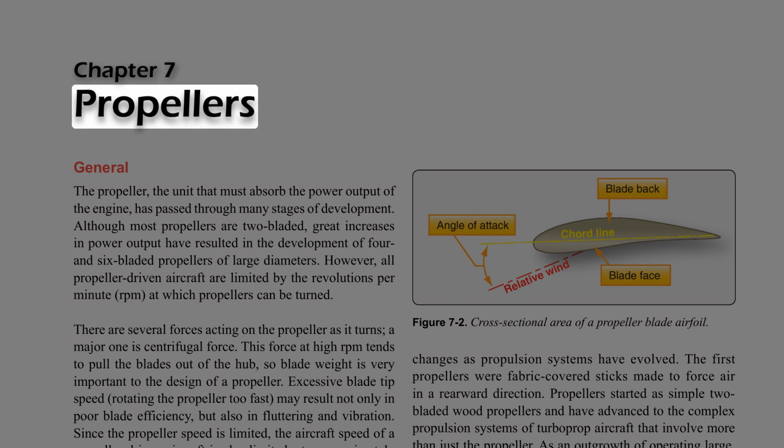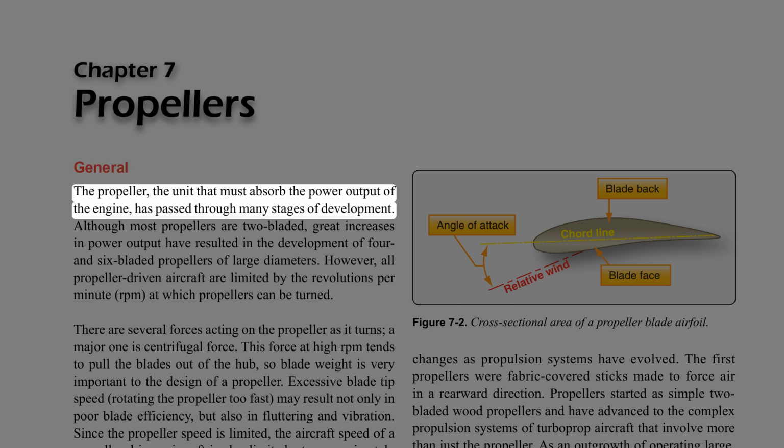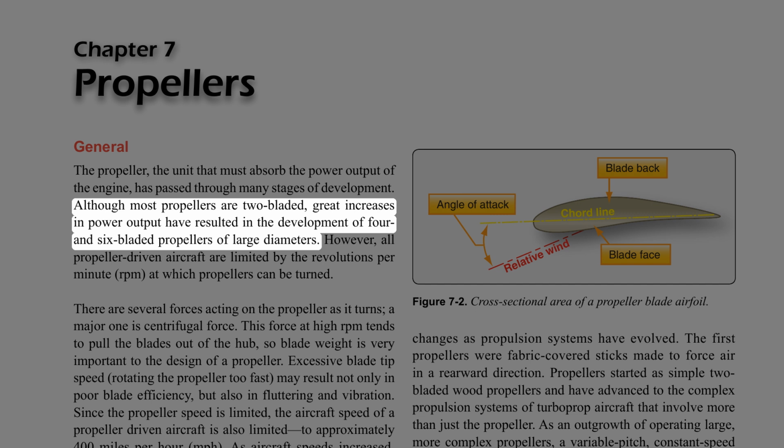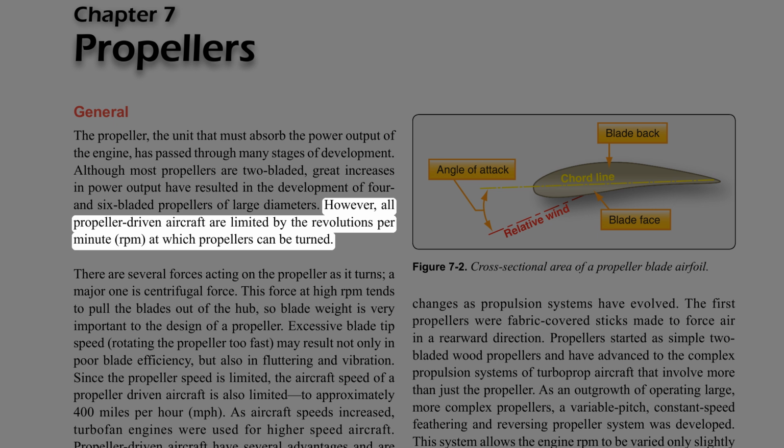Chapter 7. Propellers. General. The propeller, the unit that must absorb the power output of the engine, has passed through many stages of development. Although most propellers are two-bladed, great increases in power output have resulted in the development of 4- and 6-bladed propellers of large diameters. However, all propeller-driven aircraft are limited by the revolutions per minute, RPM, at which propellers can be turned.